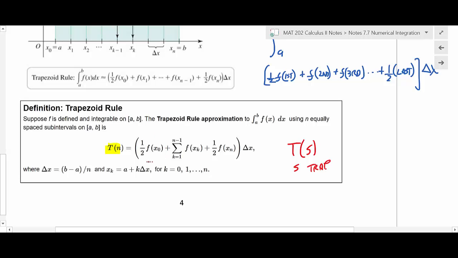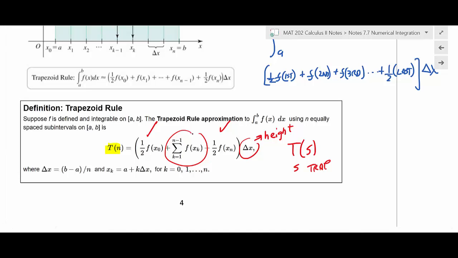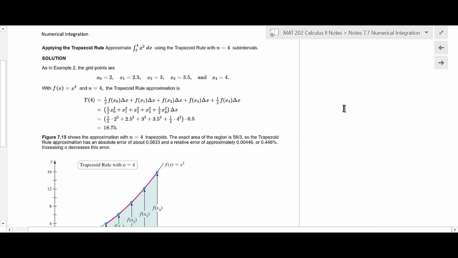The thing you want to remember is delta x is factored out of the whole thing, and delta x is the height. That's the distance between the two bases. Then you do half of the first function value and half of the last function value, and all the other function values you just add up. And you'll see clearly in a minute why that works. All right, let's go to the next page and let's do one of these.